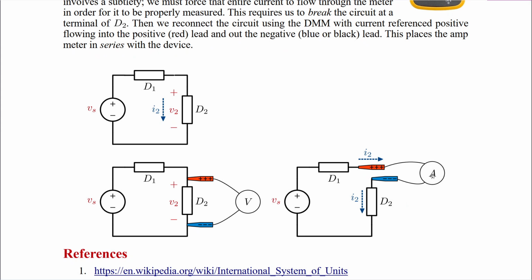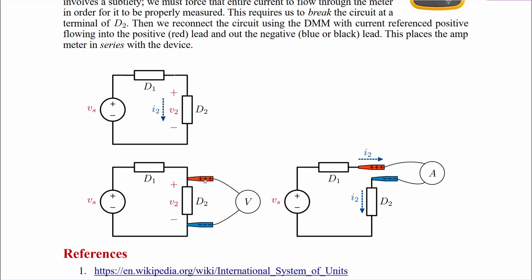Again, if this was positive, if say it read 1 amp, that would mean 1 amp is flowing into the red lead and out the black, or in this case shown as blue lead. Now if you swap these leads, you would measure minus 1 amp, meaning that there's negative 1 amp flowing into the blue lead and out the red lead, meaning there's 1 amp going the opposite direction. So you can always change from positive to negative voltage and current just by swapping the 2 leads.